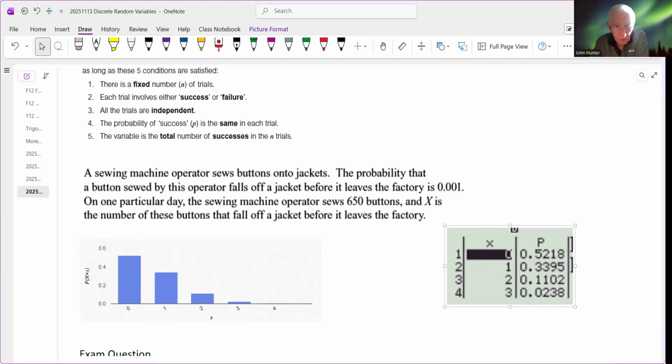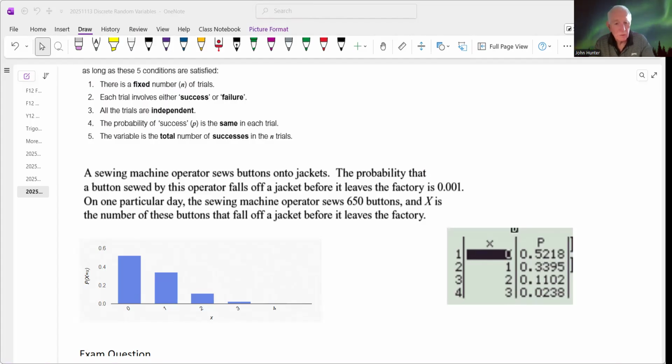You can also use a calculator actually. There's all sorts of applets and little calculators that you can find on the internet. This one's quite good. And it graphs that all out. And if we wanted to find the probability that X is equal to 1, which is one button falls off, then it tells us that.